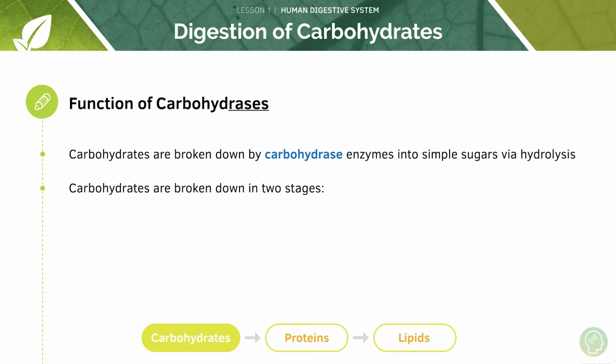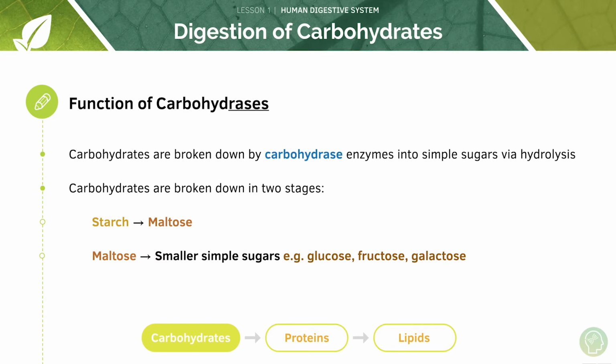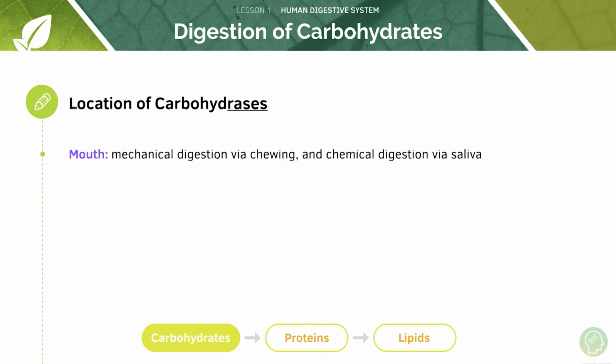So it's these carbohydrase enzymes that are breaking down your carbohydrates. But this occurs in two stages, as I described on the previous slide. We get starch to maltose breakdown, and then maltose to smaller, more simple sugars such as glucose, fructose and galactose. And carbohydrases are found in the mouth, for example, such as amylase, which hydrolyzes starch.